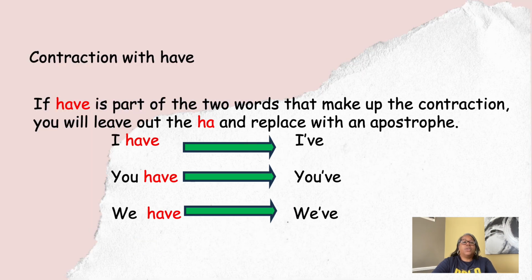When you are using contractions with the word have, if have is part of the two words that make up the contraction, you will leave out the H and A and replace them with an apostrophe. I have became I've. You have became you've. And we have became we've.